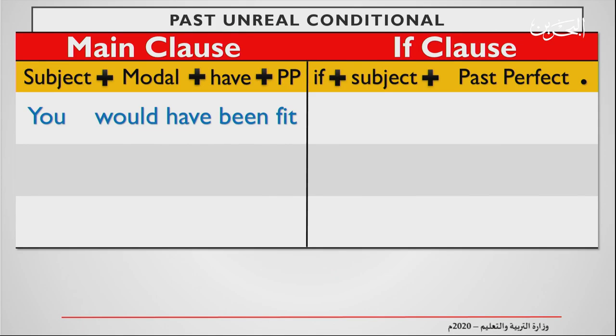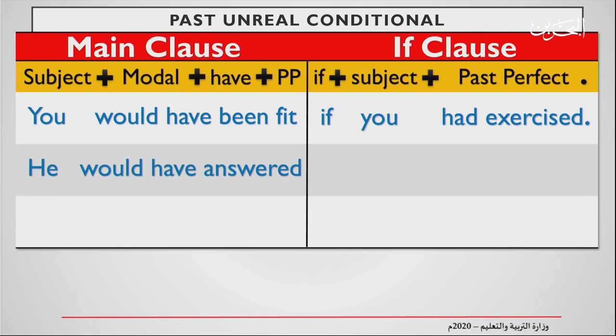Let me show you with an example. You, as you see, it is capital. You would have been fit, without a comma. No comma in here. If you had exercised, full stop. The i is in lowercase. He would have answered, you see, have in here does not change.